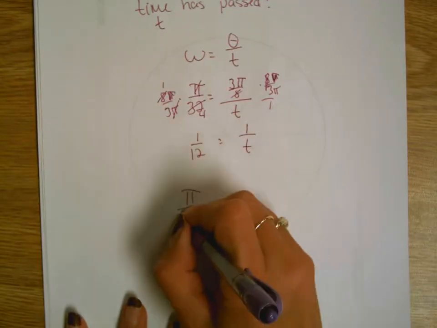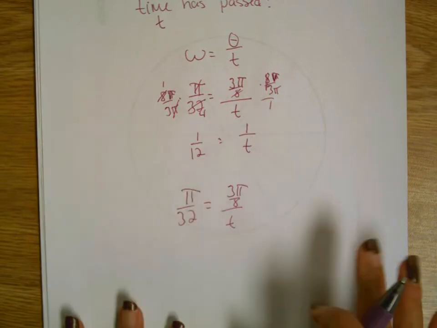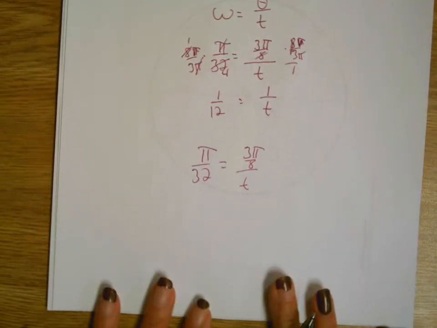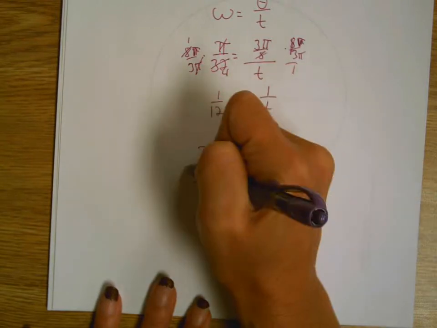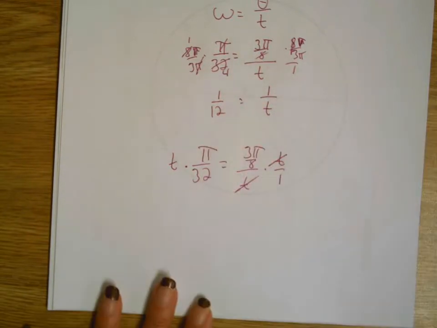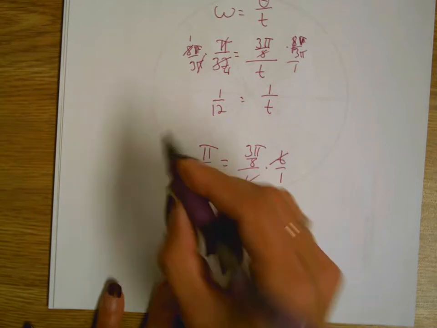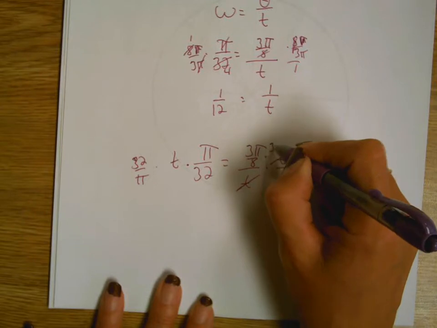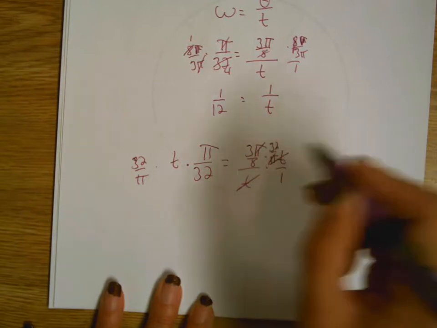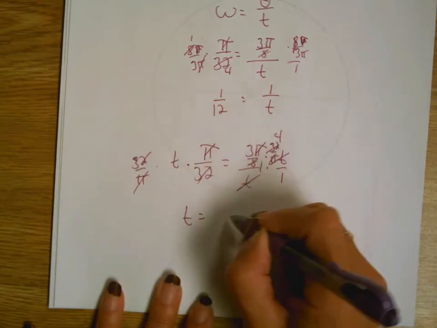Let me go back. Pi over 32 equals 3 pi over 8 over t. Jimmer, what'd you do? First I multiplied by t on both sides. That's perfect, because then that gets your t out of the denominator. Times by t, times by t. All right, good. Then what? And then I multiplied both sides by 32 over pi. Perfect. You multiply by the reciprocal here, leaving the t, so times 32 over pi. So the pi's cancel. That leaves t, and then 8, 4, 12, what?